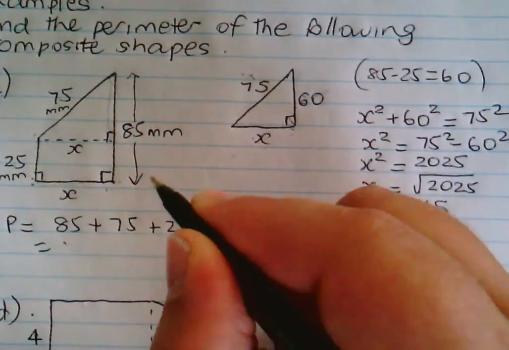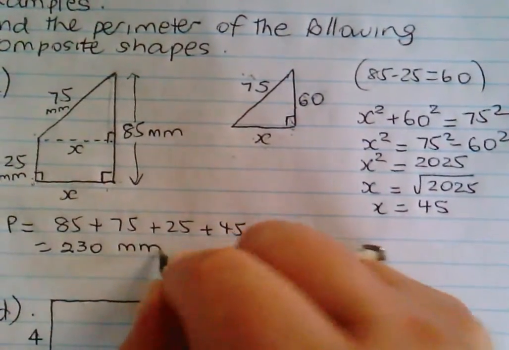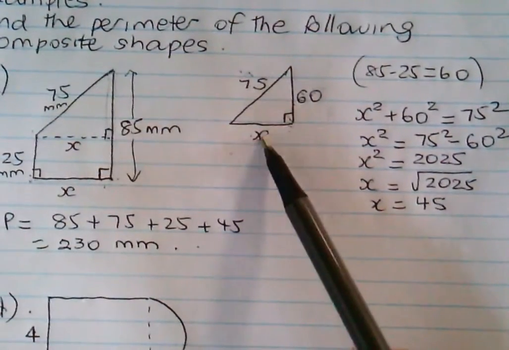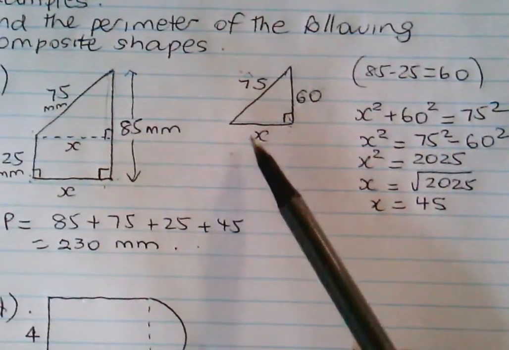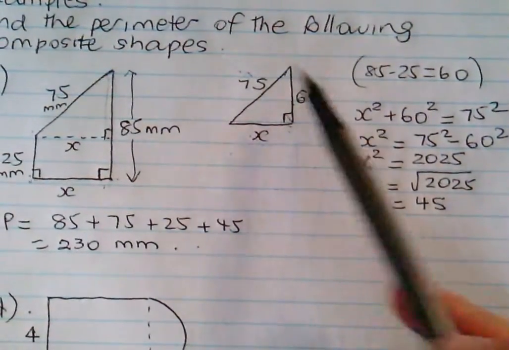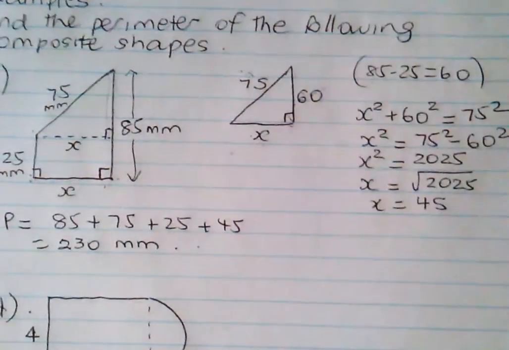And, or 300 and 230 millimeters. Okay, so just be careful with Pythagoras' theorem. If it's a shorter side, you can just set it up the same way every single time. X squared plus 60 squared is 75 squared. So x squared would be 75 squared minus 60 squared.